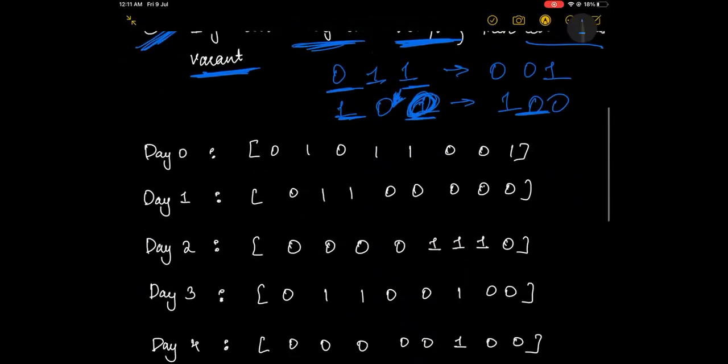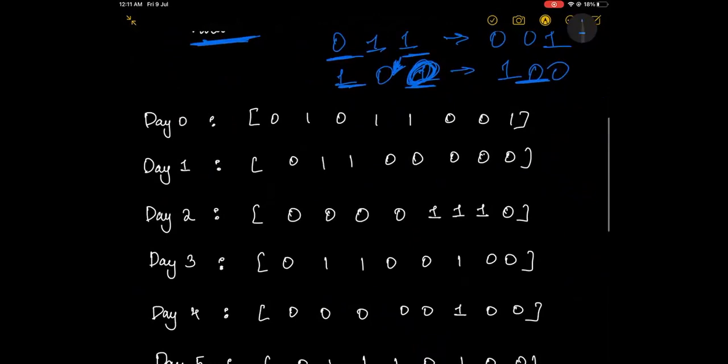Let's understand it by an example. So for example, on day 0 we have 0 1 0 1 1 0 0 1. Now we start with the two ending points. As they are endpoints, they don't have any left and right neighbors, so they will always be 0. So the first one is 0, we keep it vacant.